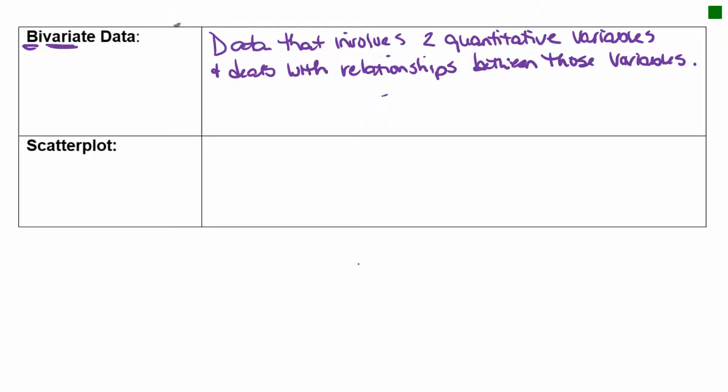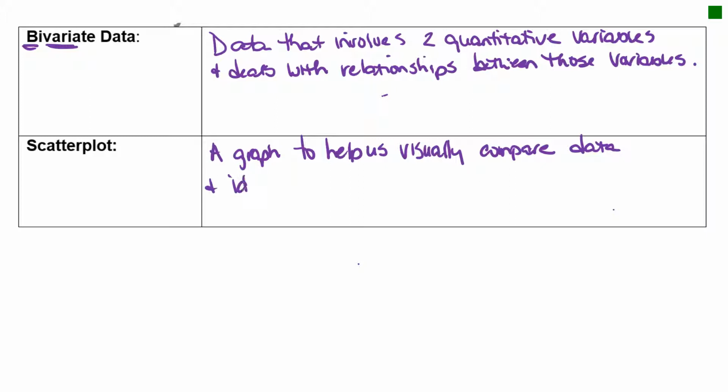So a scatter plot is a graph to help us visually compare data and identify possible relationships.